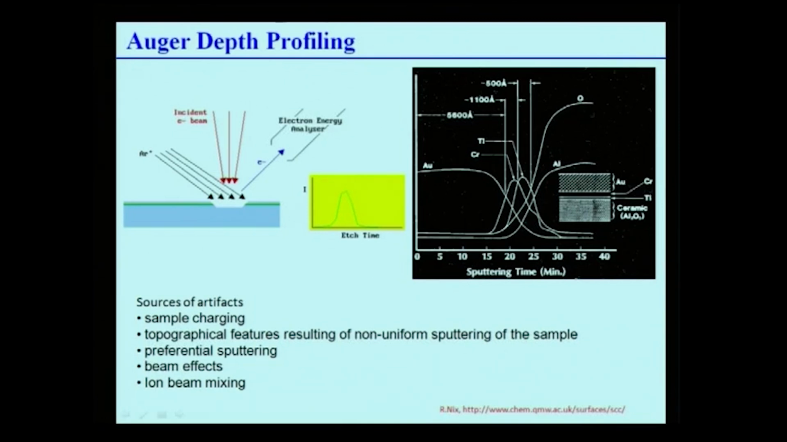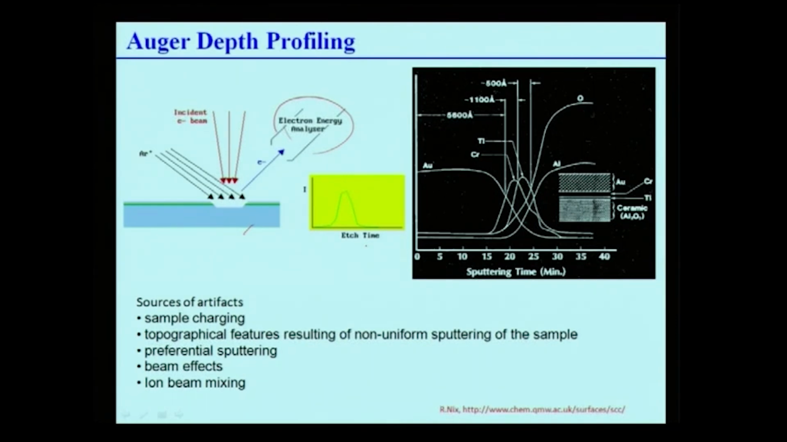Next, after giving you an idea of chemical shift, chemical detection of different elements or species, as well as quantification, let us go to depth profiling, Auger depth profiling. Well, what is Auger depth profiling actually? As you know, you have a sample, and an incident electron beam comes in, then it generates Auger electrons, which go to the electron energy analyzer, and then you get the peaks. Many times you can routinely get these peaks.